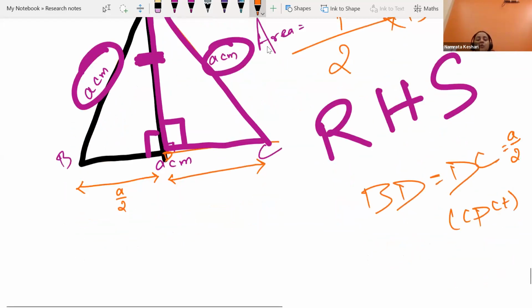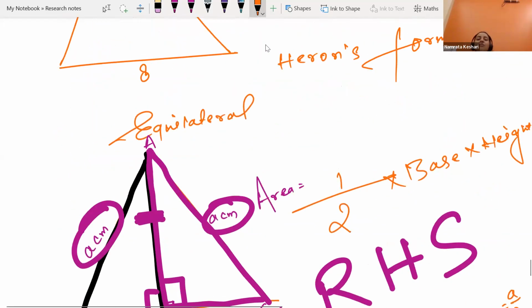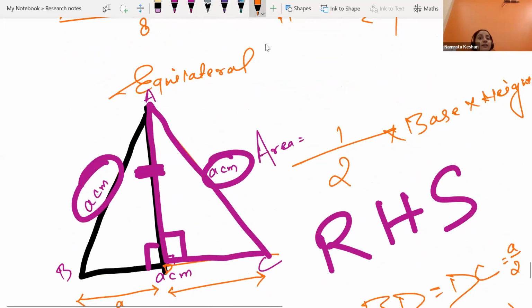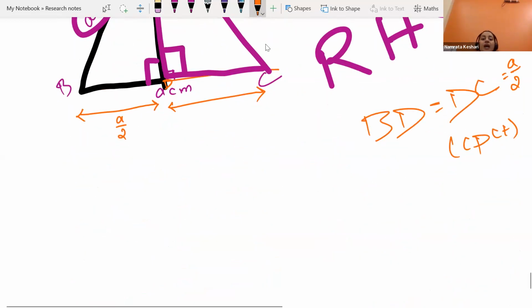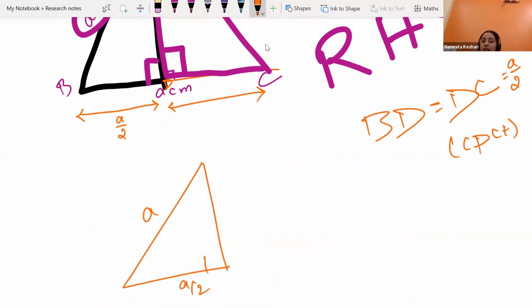And if it is a by 2, why are we doing all this? For finding the height. Keep in mind, for finding the height, so much hassle, everything we are discussing, height we have to find. Again I am saying, height we have to find. This is a right angle triangle with a by 2. Please find the height by using Pythagoras theorem. Let's find it.